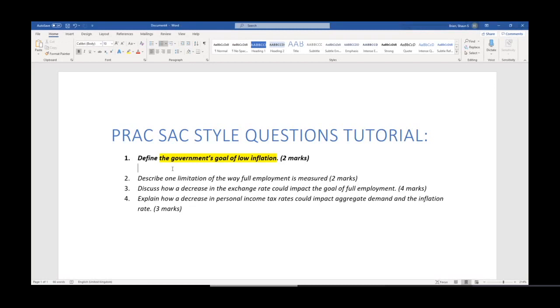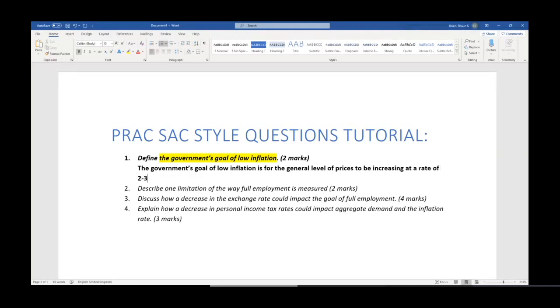So to do it for low inflation, the government's goal of low inflation is for the general level of prices to be increasing at a rate of 2 to 3% on average over time.